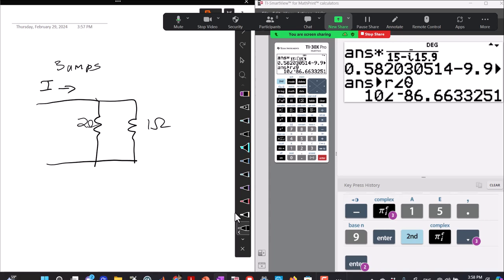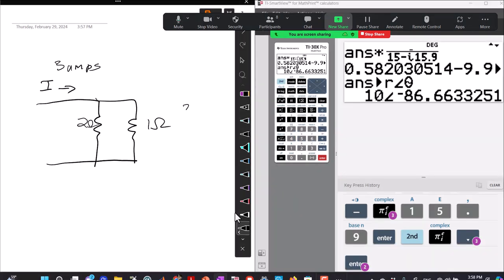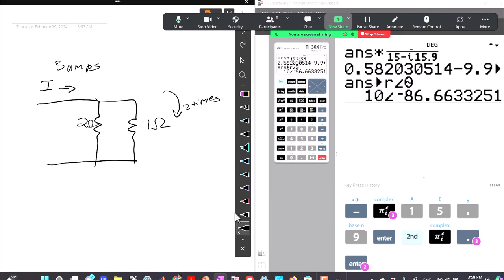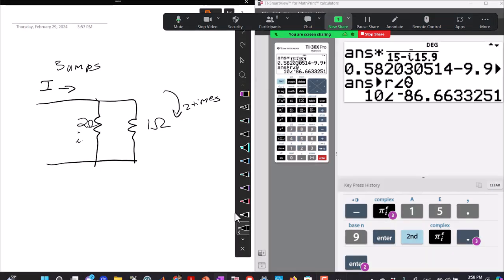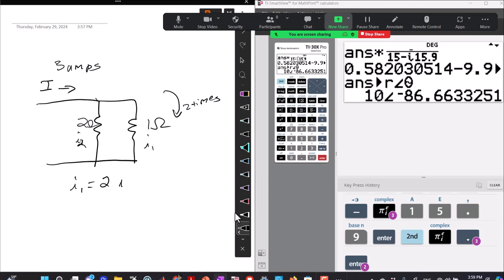Ohm's law tells us that the voltage and the current are proportional, and the proportionality constant is the resistance. And so we know that there should be twice as much current, so 2 times the current should go through the 1 ohm resistor compared to what goes through the 2 ohm resistor. Whatever current goes through the 2 ohm resistor, I'll call I2, and I'll call this I1. I should have twice as much current going through the 1 ohm resistor as the 2 ohm resistor. And so I know that I1 equals twice I2.